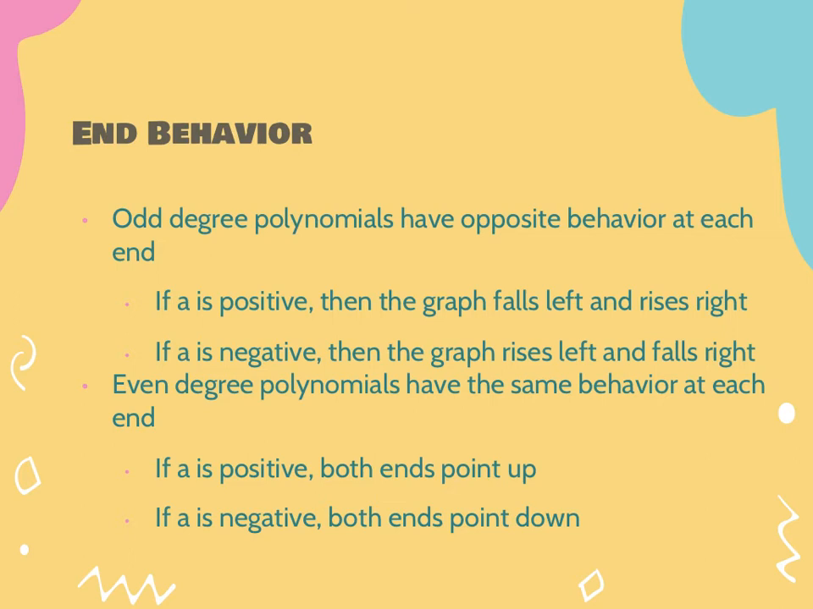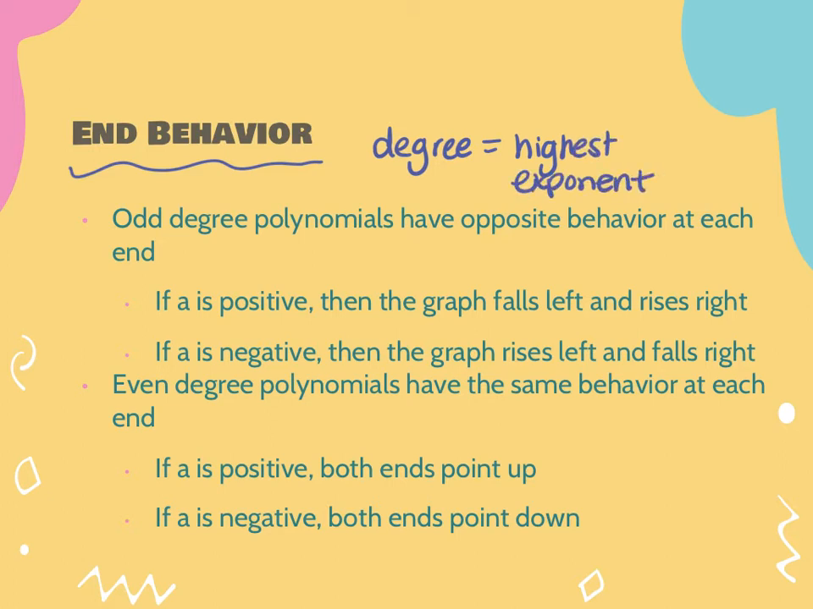So the first thing that helps us is called end behavior. The first thing you want to do is get your function in decreasing degree order, as usual. Then you want to look at the highest exponent. That's the degree, okay? So the degree is the highest exponent. That degree is either going to be odd or it's going to be even. If it's odd, then the things that are happening on the left and on the right, that's your end behavior, one of your arrows is pointing up and one of them is pointing down.